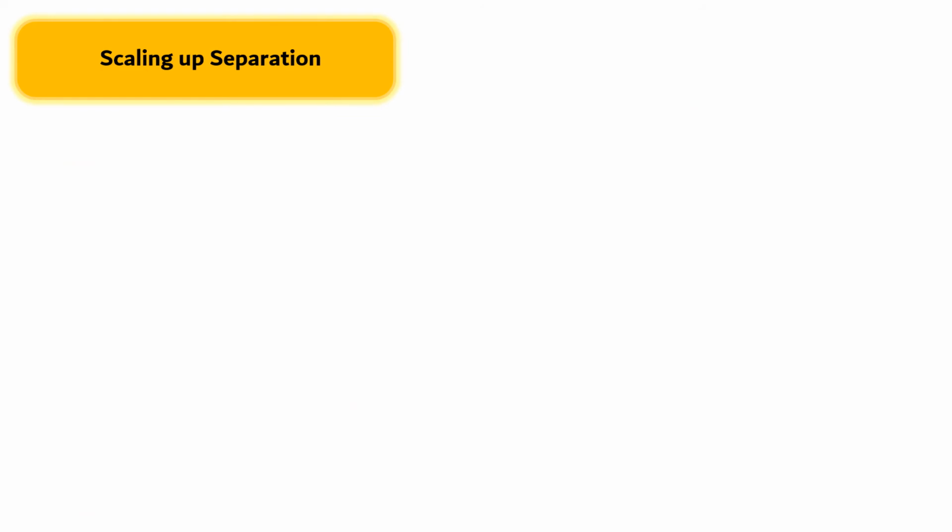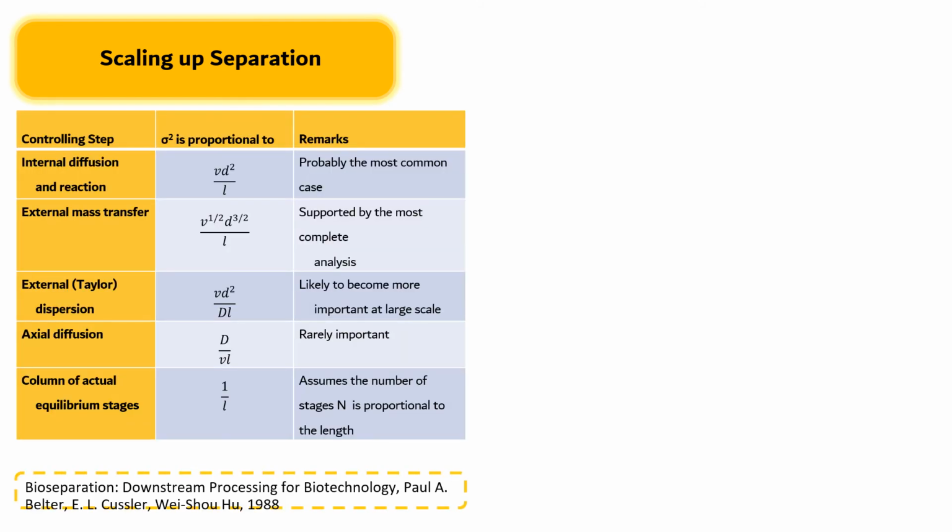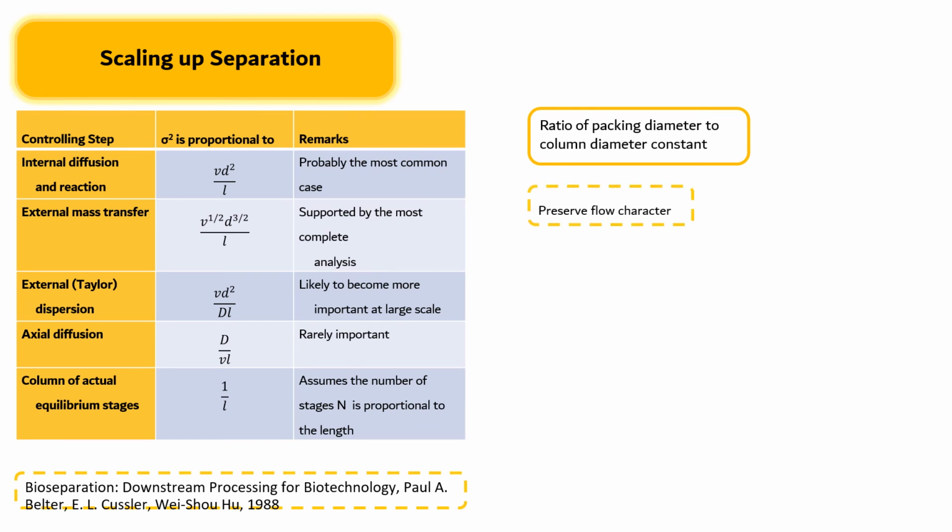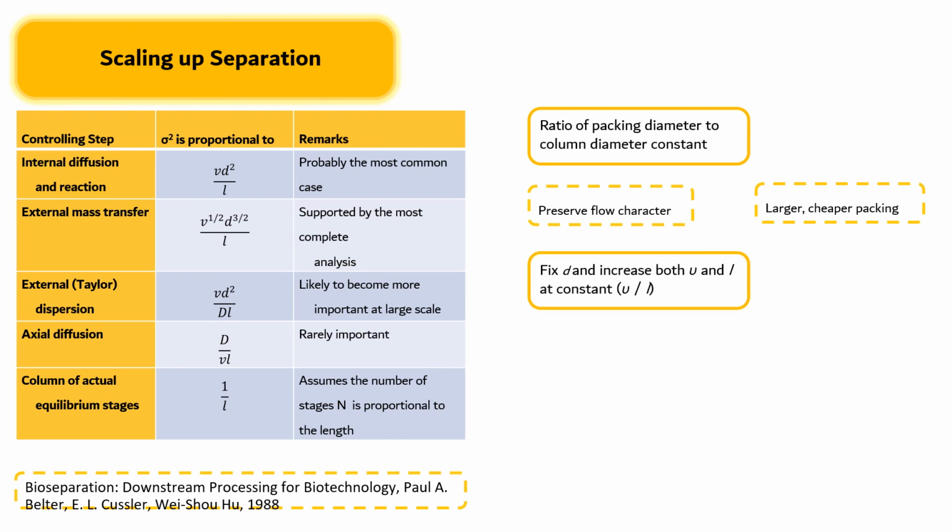Scaling up the separation, the variation of the standard deviation with conditions in the column can be summarized as shown in the table. One choice is to keep the ratio of the packing diameter to column diameter constant. This choice will preserve the character of the flow in the packed bed, yet will allow us to use larger, cheaper packing. As a second choice, we fix diameter and increase both V and L at constant V per L.